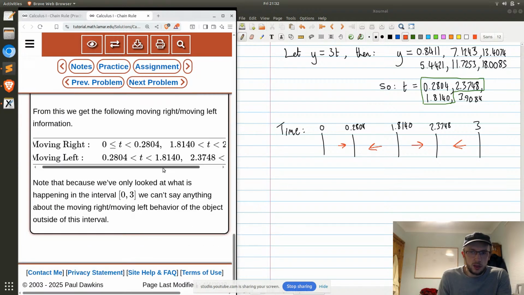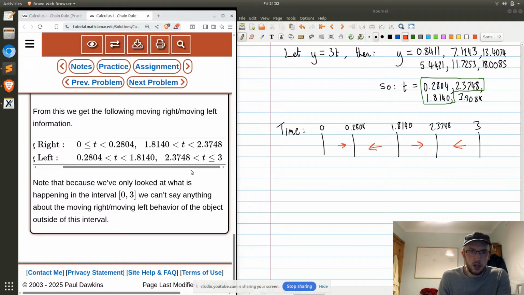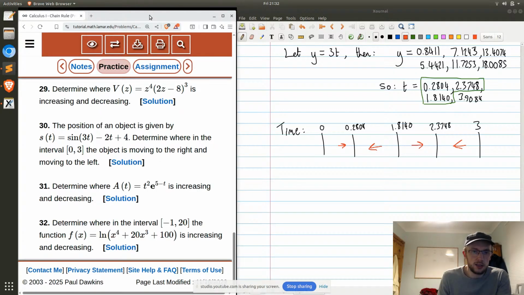Just moving to the right. There. There. And it's moving to the left there. And there. And that's fantastic. Brilliant. I got it. Brilliant.